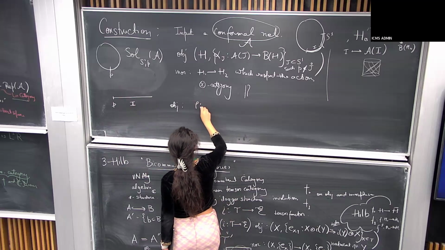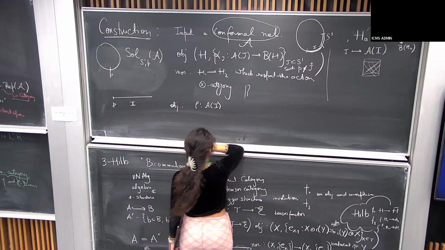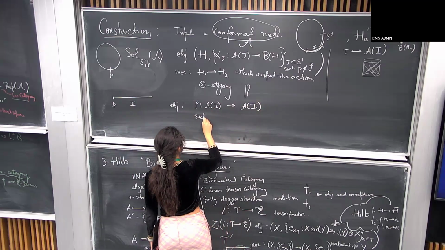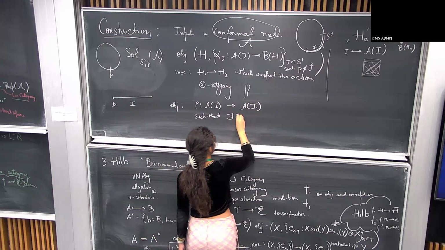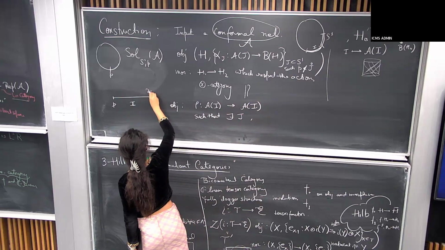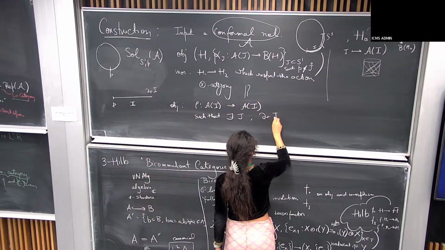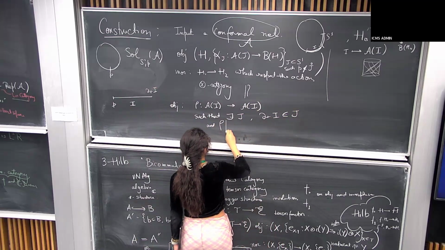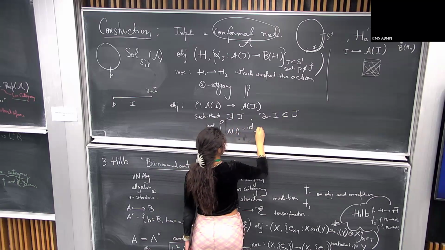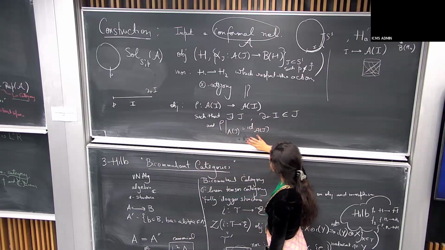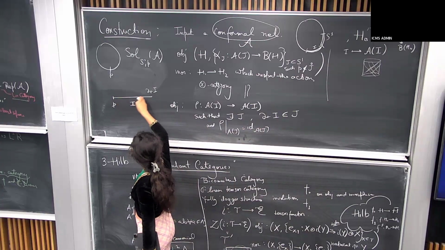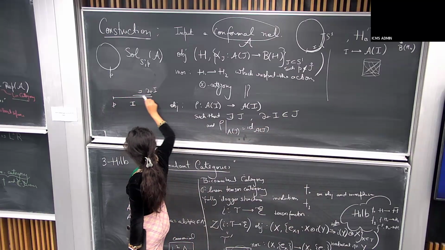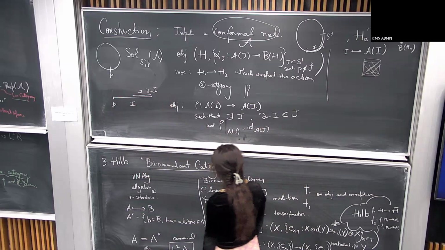So objects are rho from the algebra assigned to this interval, endomorphisms of that algebra such that there exists J. Let's call this positive boundary of I. Positive boundary of I is in J, and rho restricted to A of J equals identity on A of J. So I can consider this category of endomorphisms of the algebra, which are trivial somewhere away from this point P. So they do something non-trivial near point P, but then there exists some interval J where they are identity.